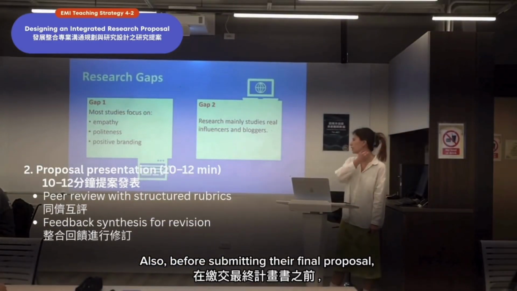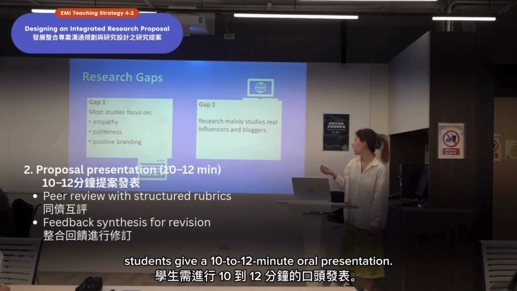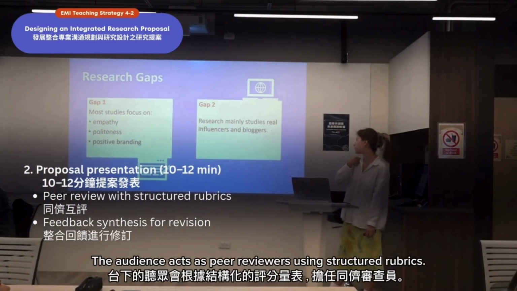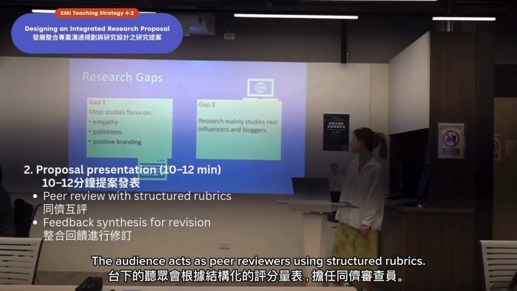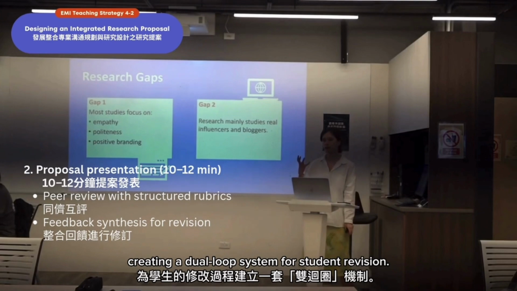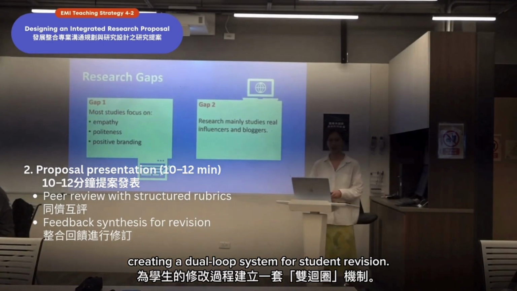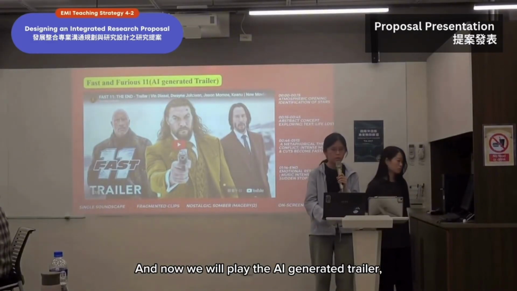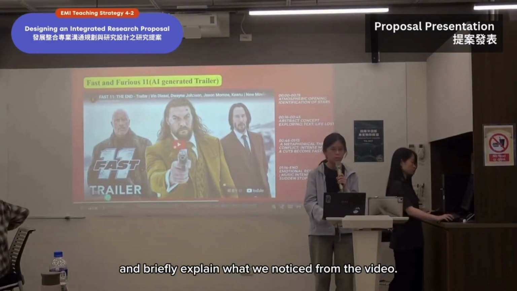Also, before submitting their final proposal, students give a 10 to 12-minute oral presentation. The audience acts as peer reviewers using structured rubrics. TA then synthesizes this feedback, creating a dual-loop system for student revision. And now we will play the AI-generated trailer and briefly explain what we noticed from the video.